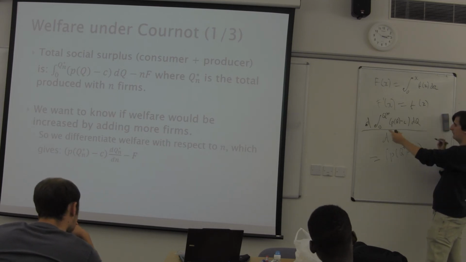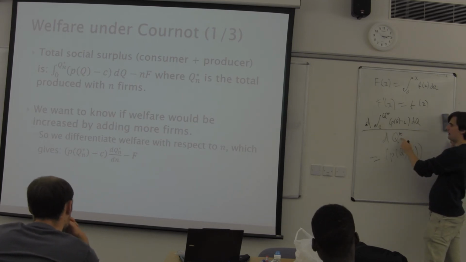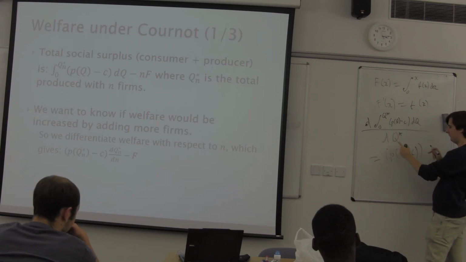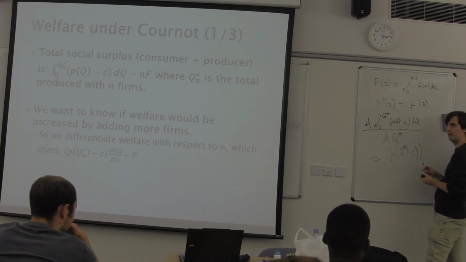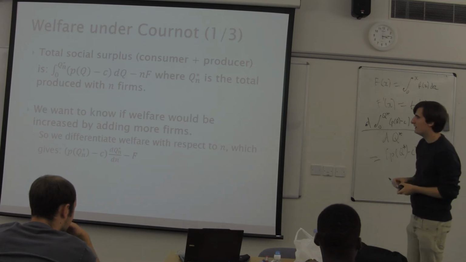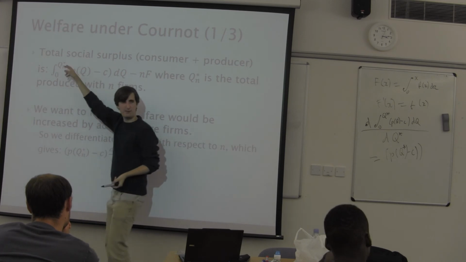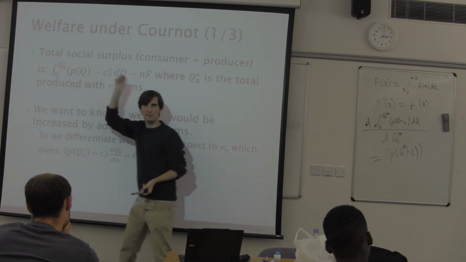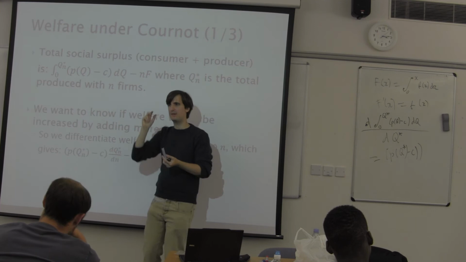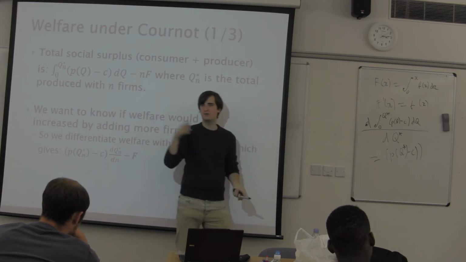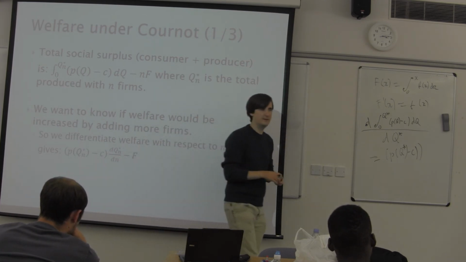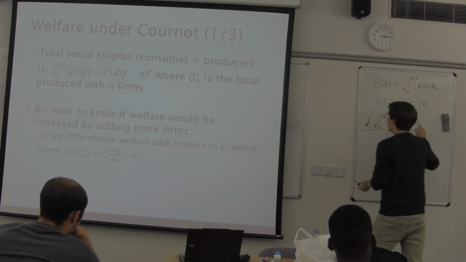Okay, so it's just the derivative of this expression with respect to q star, which is just the thing inside, p q star minus c. But what we have here is we're not differentiating with respect to q, we're differentiating with respect to n. So we have to combine this rule with the chain rule. Do you remember the chain rule?